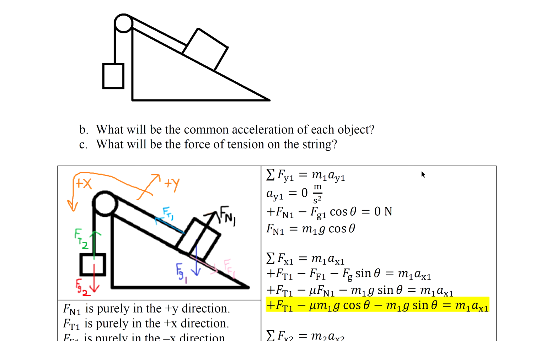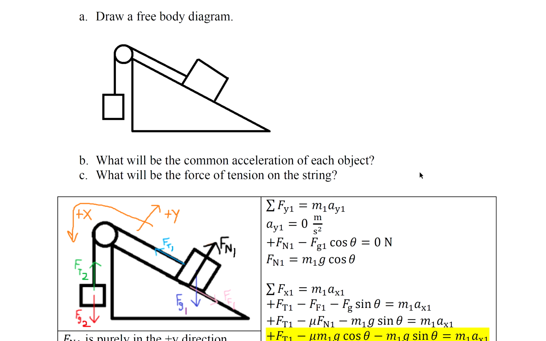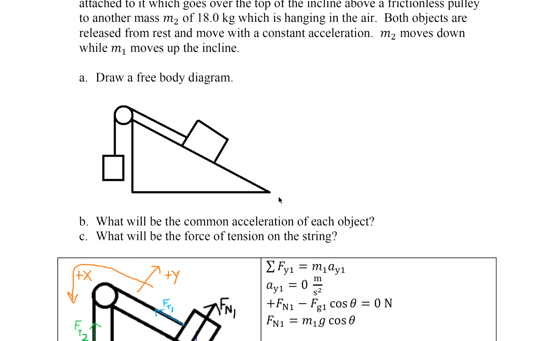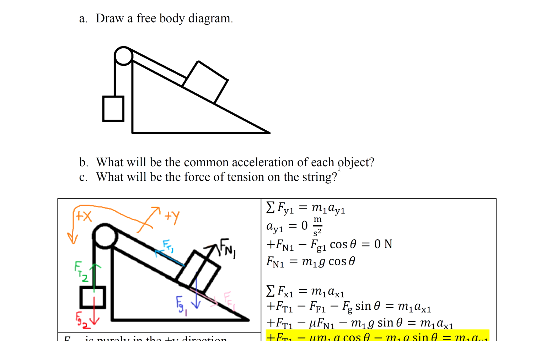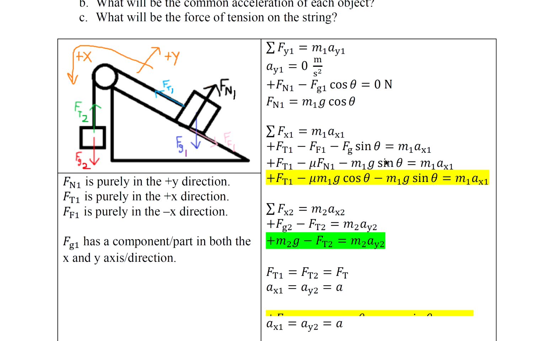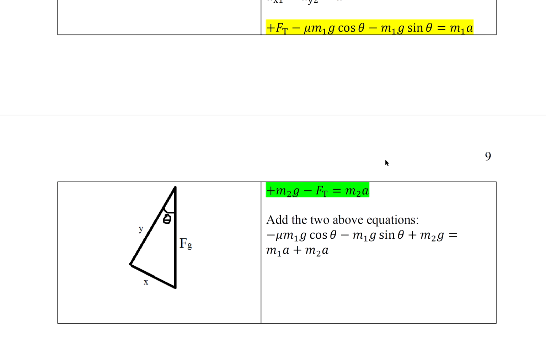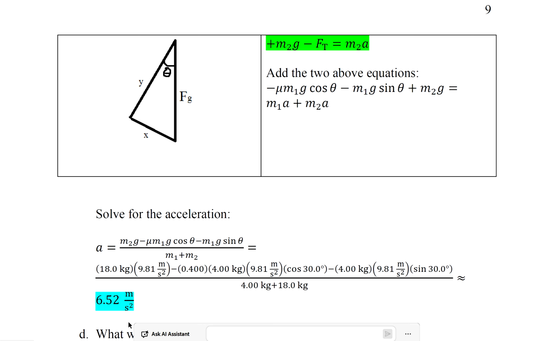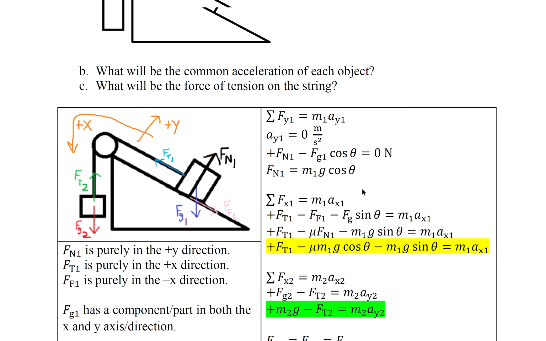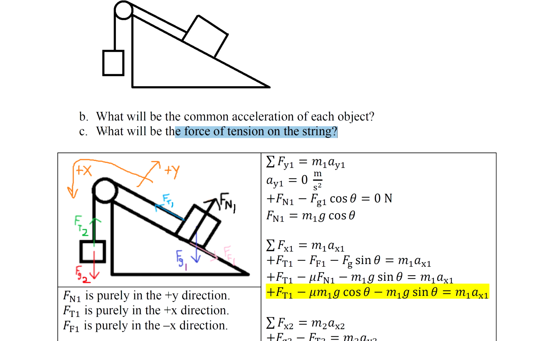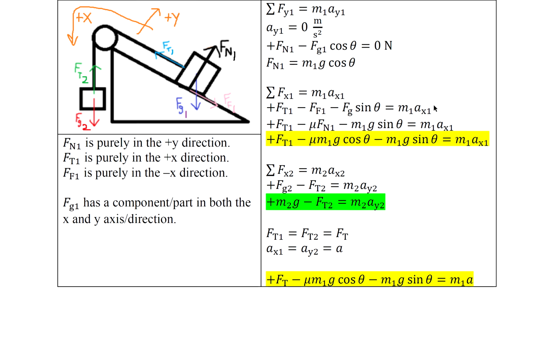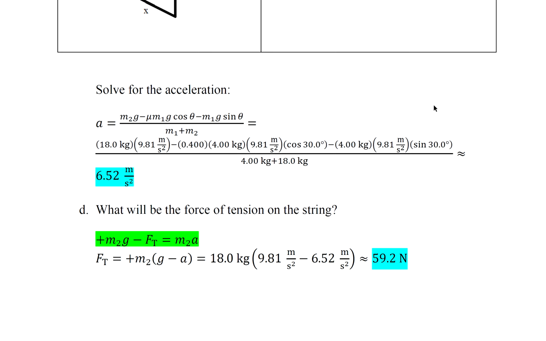So, part A tells us to draw a free body diagram. We did. Part B asks for the common acceleration of the objects. The common acceleration is here. Part C asks for the force of tension on the string. The force of tension on the string is here in part D. So C and D are the same.